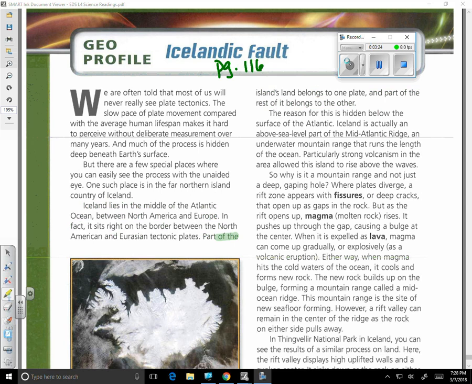So here's our first piece of key information. We have information on location. Iceland lies in the middle of the Atlantic Ocean between North America and Europe. That's your location.